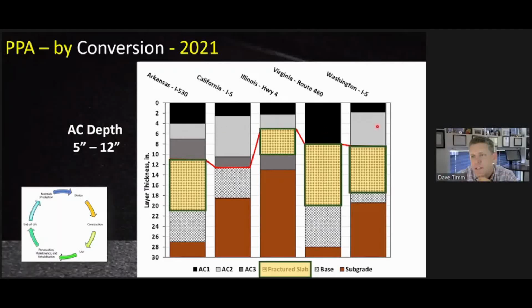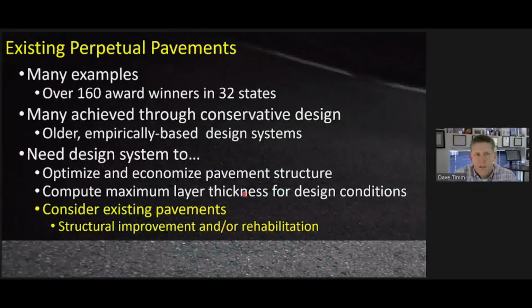And out of these, the I-5 project I'll be talking about a little bit later, have some data to share with you on that, but it was converted from a badly failed concrete pavement into a perpetual pavement. So again, we'll focus on that in a little bit.